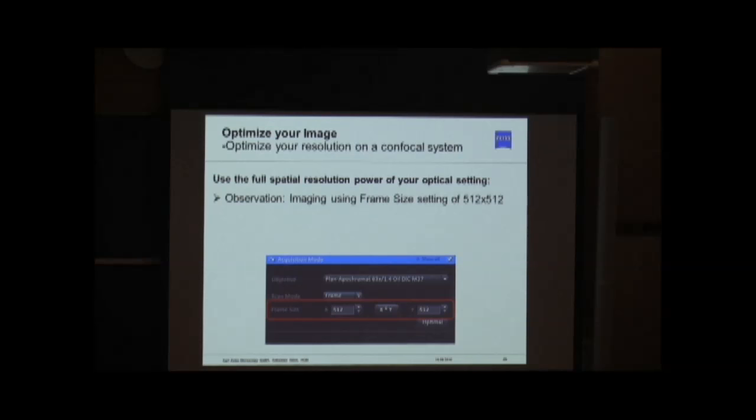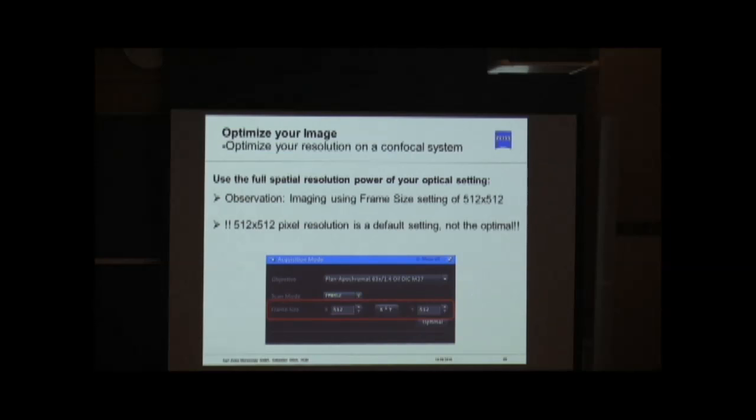So, as I told you, I most often see when you take a look at the acquisition mode tab that people just leave the frame size setting at 512x512, meaning that the laser beam and the scanners are adjusted in the way that your image will be represented by 512x512 pixels. And that is also the resolution that you have. So you have a 512x512 pixel image.